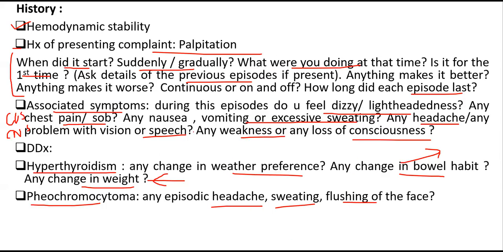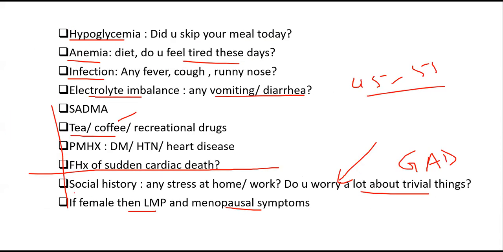So if we go back to our history format, you will start with your introduction, approach, reassurance, make sure the patient is vitally stable, ask the palpitation question, followed by all the differential diagnoses: CVS, CNS, endocrine, and then anemia, infection, electrolyte imbalance. Finish with SADMA. SADMA is basically smoking, alcohol, and drugs. We don't need to ask like others, such as allergies, medications, and those things. For SADMA, we just ask, do you smoke or drink alcohol, any other recreational drugs? That's SADMA. And then tea, coffee, and finish with past medical history, family history, and social history.